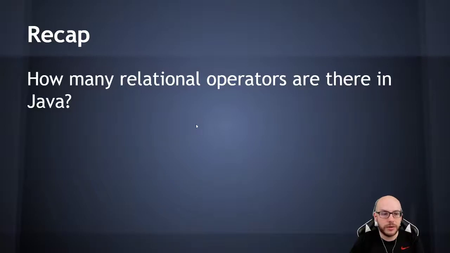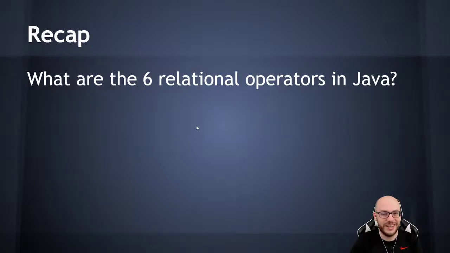How many relational operators are there in Java? There's going to be 6, and then I'm going to ask you, what are they? What are the 6 relational operators in Java? Well, we have less than, greater than, less than or equal to, greater than or equal to, equals, and then not equals.